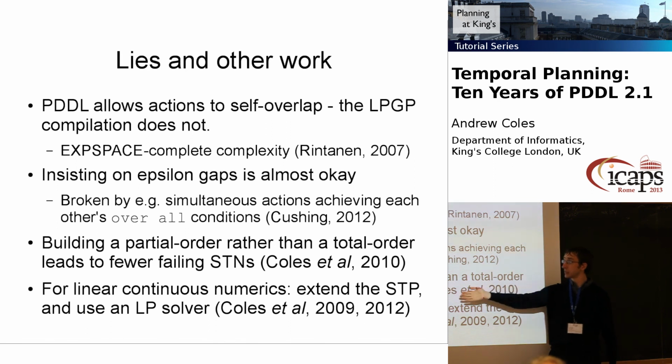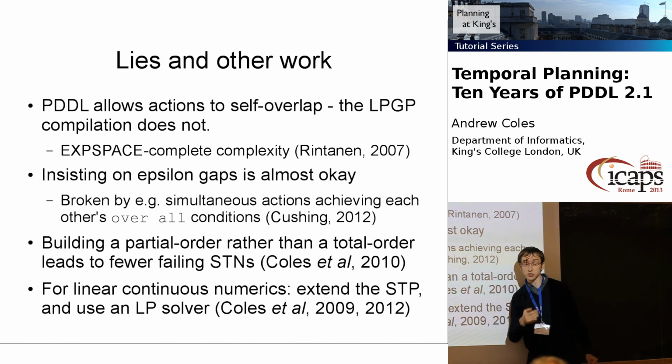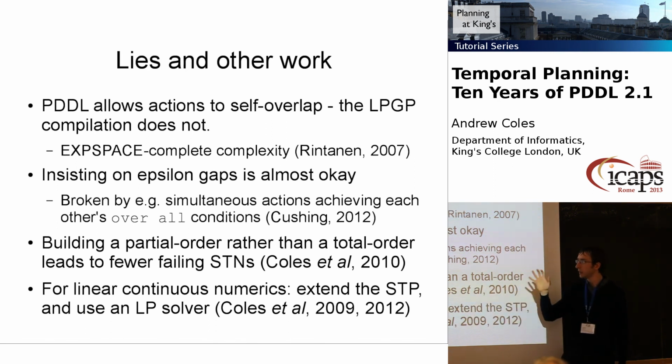And it means in practice fewer of our STNs will actually fail, because we haven't got all these needless ordering constraints in. So if B happened to be added to the plan after A, then we're not necessarily saying that B has to go inside A unless there's some interaction between them, in which case you do have to resolve it. But for many cases you can get rid of those edges altogether.